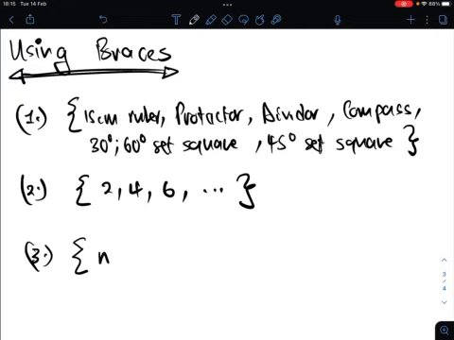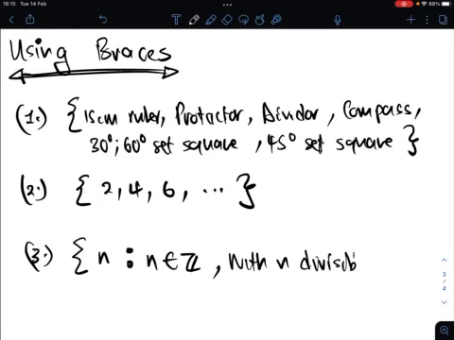Like I can now say, let my set be made up of members n such that, so these two dots mean such that in mathematics, especially when used in set theory. So n is an integer with n divisible by 2. You see that? So this is a nice way.